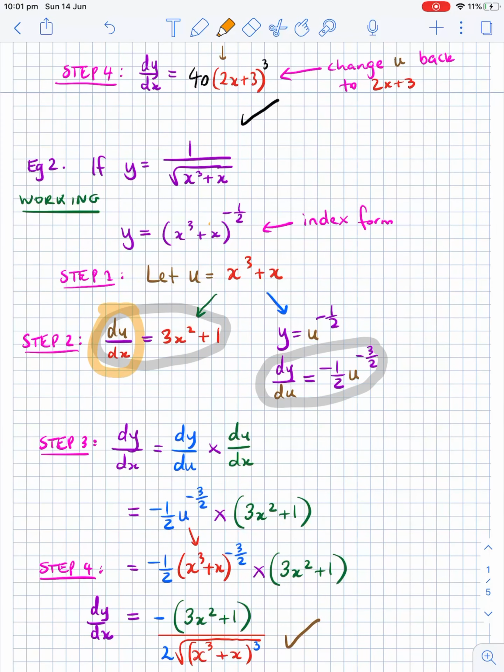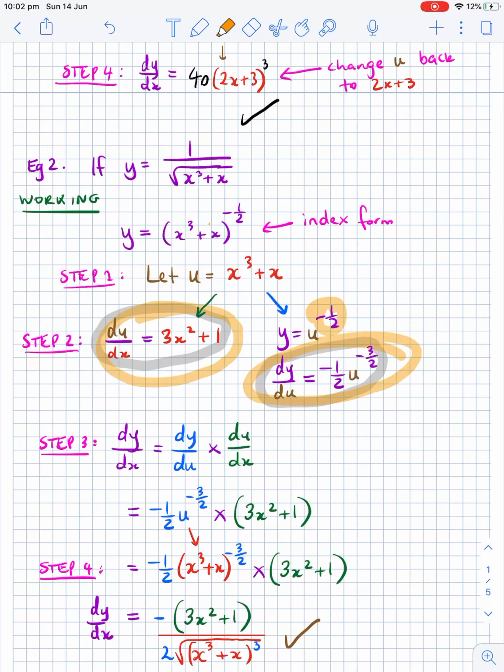So we can find du/dx, the first part of our formula, and that's going to be equal to this differentiated, which is 3x squared plus 1. Now, looking at this function here, our u has changed to this part, so it's going to be u to the power of negative 1/2. And differentiating this in terms of u, we get negative 1/2 out the front, and this goes down to negative 3/2, so that's our dy/du.